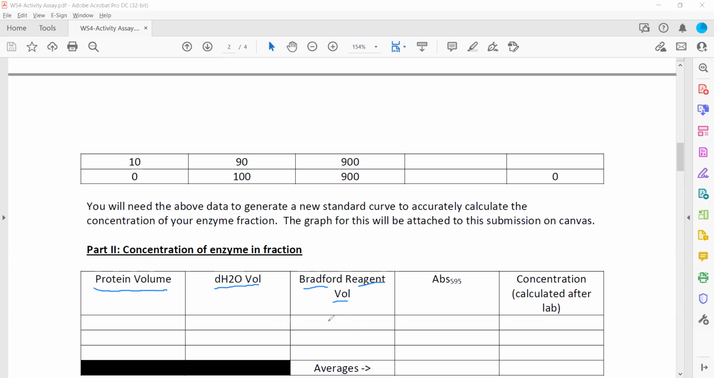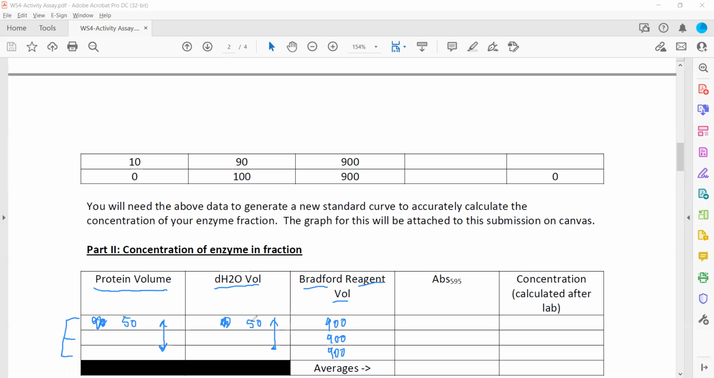What you need to do is have the exact same Bradford reagent volume, 900 microliters. What I would recommend for these three trials is to have the same volume of your protein sample amongst all three of them, and then have the same volume of DH2O amongst all of them. So you could do 90 microliters of the protein and 10 microliters of DH2O, or you could do 50 and 50.